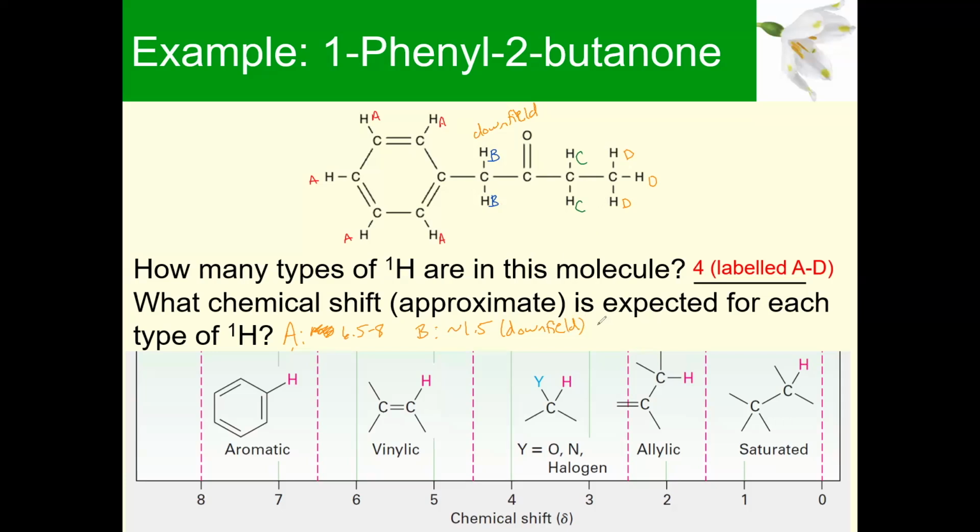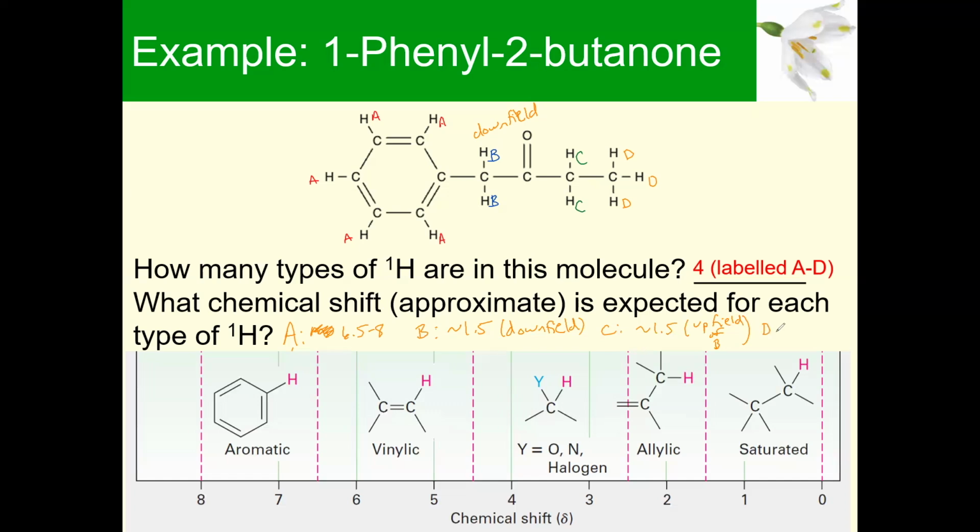Okay, so what about C? Well, again, that's on an sp3 carbon, and it's next to 1 electron withdrawing group, but not 2. So hydrogen type B is sandwiched between 2 electron withdrawing groups. Hydrogen type C is only near 1 electron withdrawing group. So that's going to be, I don't know, maybe around 1.5, but we're going to say it's upfield of B, right? Because it's just not experiencing quite as much de-shielding as the hydrogens type B are.